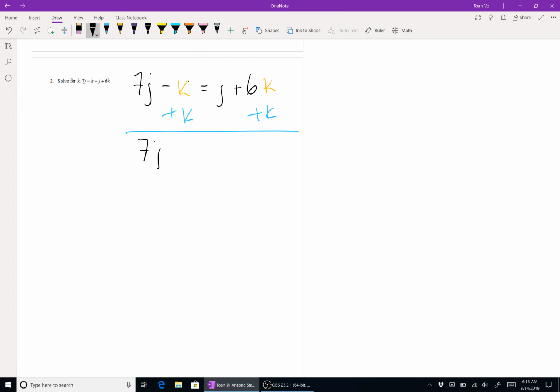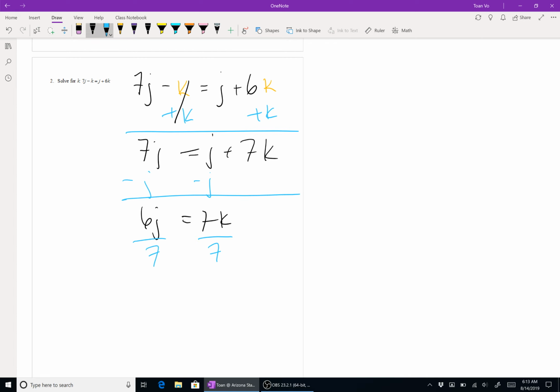That's 7j. These guys are gone. I didn't do anything with this j, so I'll just bring him down. And 6k plus 1k is 7k. Let's go ahead and get rid of this j here. That's 6j equals 7k. And then the last step is to get rid of that 7. 6j over 7 equals k. The variable that I'm asking you to solve for is by itself. So that's the answer.